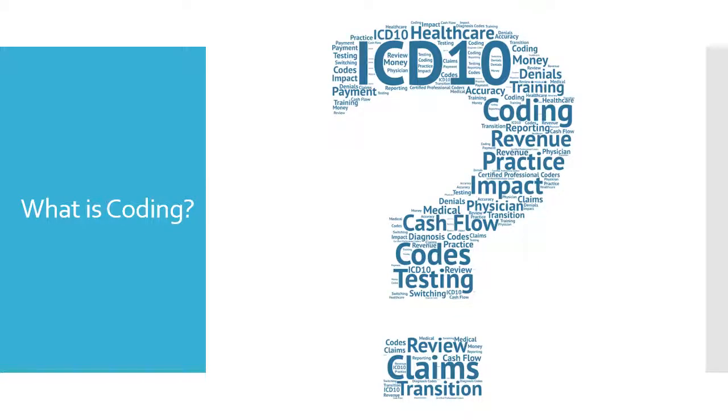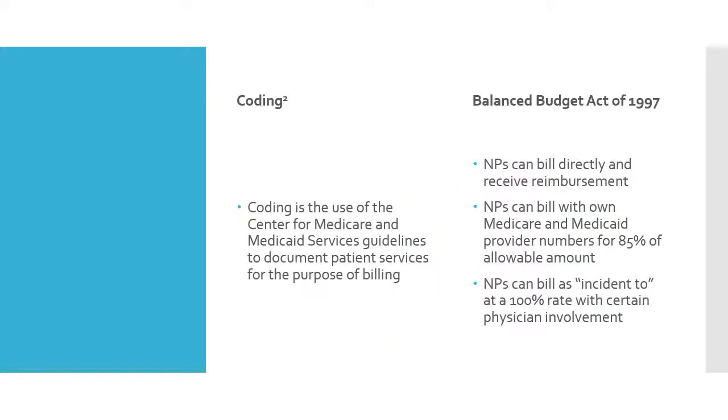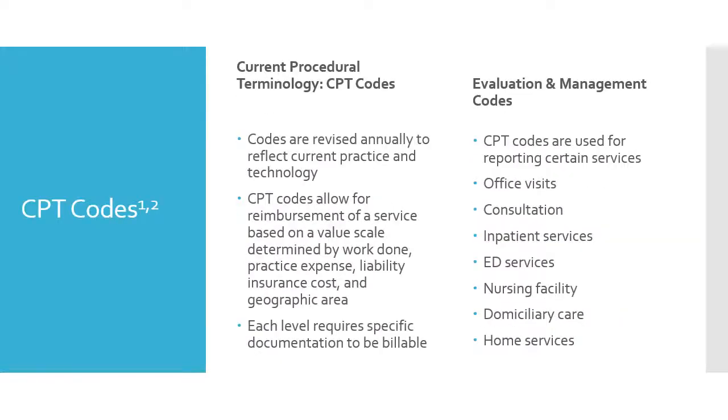Now we know why we do it, but what is it? Coding is the Center for Medicare and Medicaid Services guidelines to document patient services for the purpose of billing. Nurse practitioners are able to bill directly and receive reimbursement due to the Balanced Budget Act of 1997. NPs can bill with their own provider numbers and receive 85% of the allowable reimbursement amount. However, NPs can bill at the 100% rate if certain conditions of physician involvement are met.